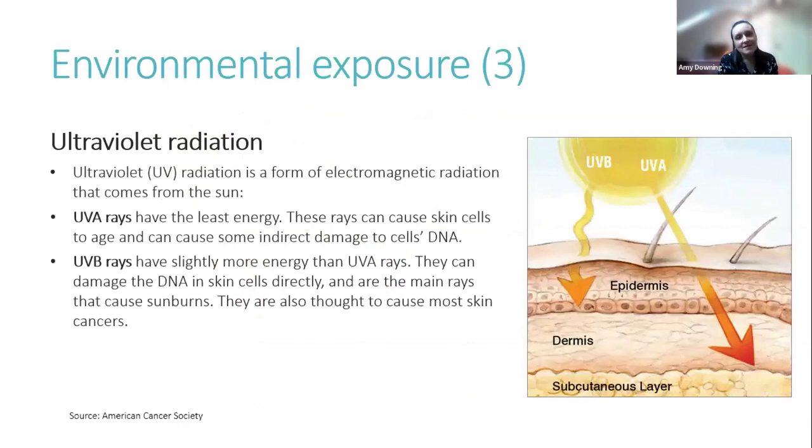A third environmental exposure to look at is UV radiation. So this is a form of electromagnetic radiation that comes from the sun. There are two main types. There's UVA rays. These rays cause skin cells to age, and they can cause some indirect damage to the DNA. And then there's UVB rays. These have slightly more energy than UVA rays, and these are the ones that can damage the DNA in cells directly, and the rays that cause sunburns. And these are the ones that are thought to cause most skin cancers.